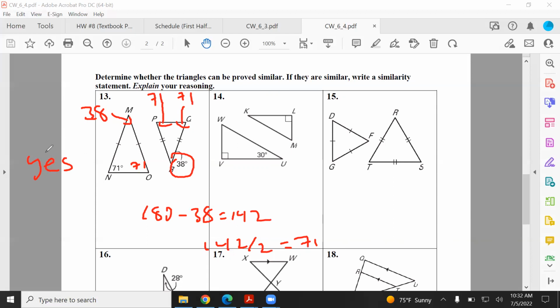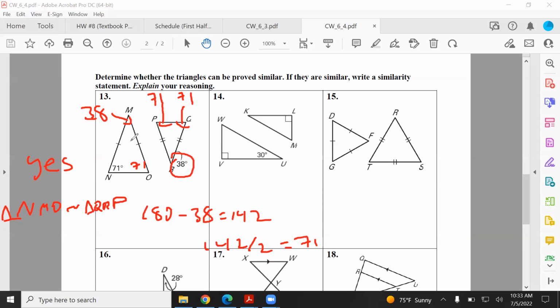So that's good enough. And then you could just say NMO is similar. If you go NMO, you can say QRP. Also could have said PRQ, that would have worked also, because you have two isosceles triangles. You can also prove by side angle side because you would think that the sides are proportional as well.